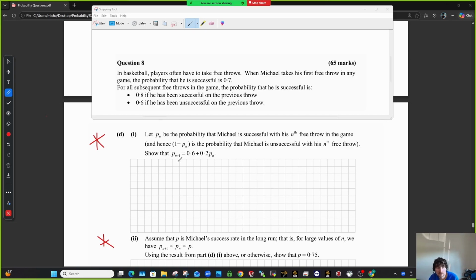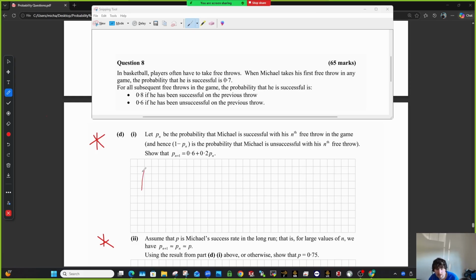Anyways, we've just somehow come up with this. This is a little bit complicated. It would be seriously hard to come up with this. They didn't tell us what we're trying to get. So we're looking for the probability that he scores on his next shot, and we're told that Pn is the probability that he scored on the nth shot. Does that make sense? So n plus 1 is the next shot after the nth shot.